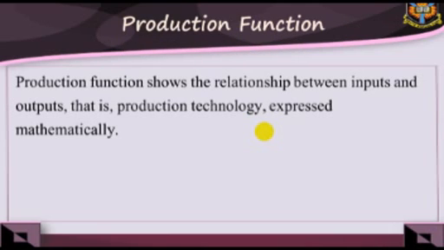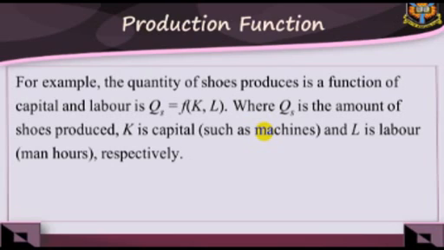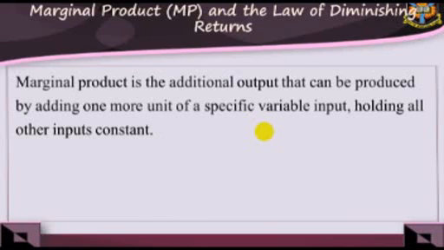Production function. Production function shows the relationship between inputs and outputs. That is, production technology expressed mathematically. For example, the quantity of shoes produced is a function of capital and labor, and it can be said that quantity supplied is a function of capital and labor, where QS is the amount of shoes produced, K is capital, such as machine, and L is labor, which represents man hours.